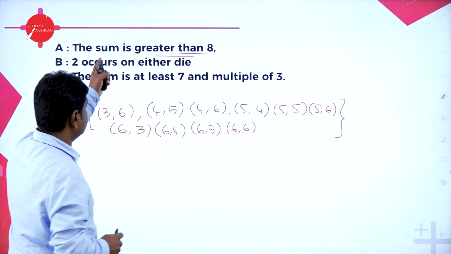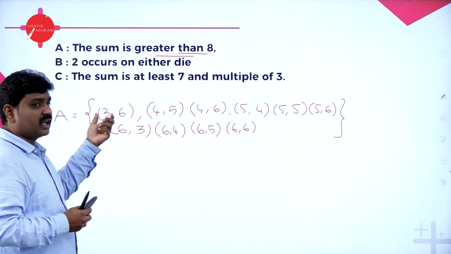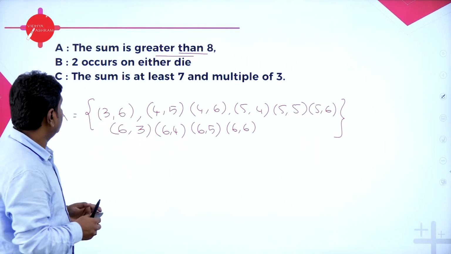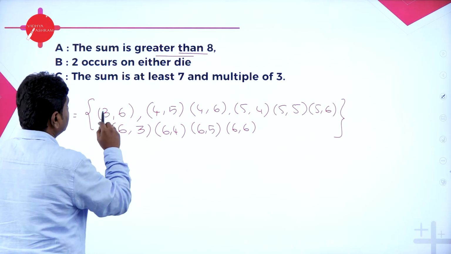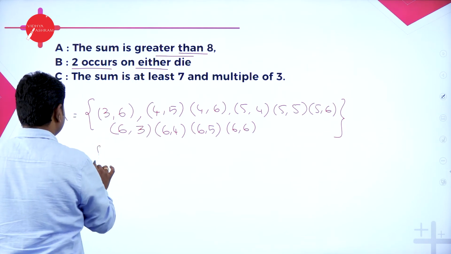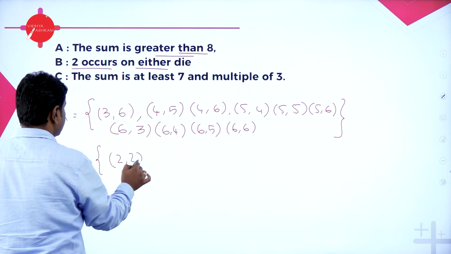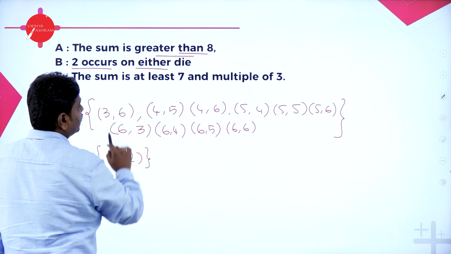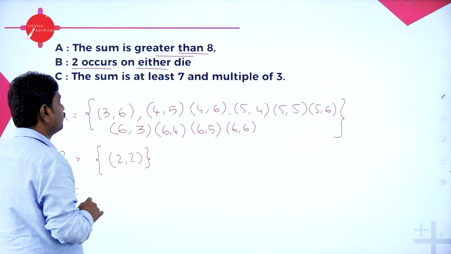Set A means what? The sum should be greater than 8. If I take a pair, the sum should be greater than 8. You can take any pair whose sum is greater than 8. And then B: 2 occurs on either die. It means what? 2, 2. Only one such output. C: the sum is at least 7 and a multiple of 3.